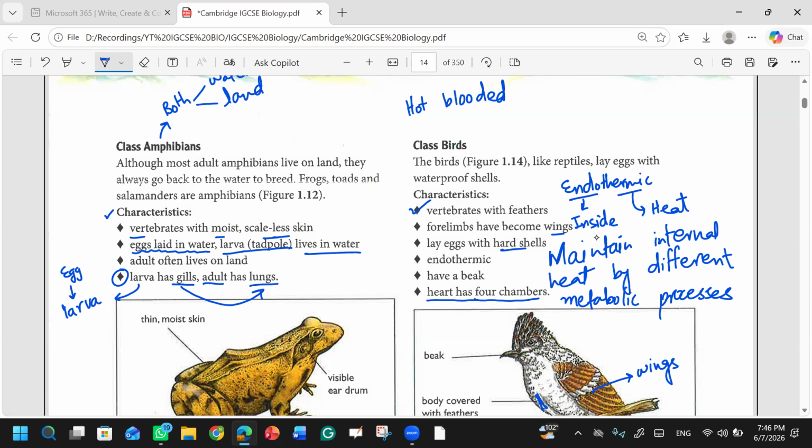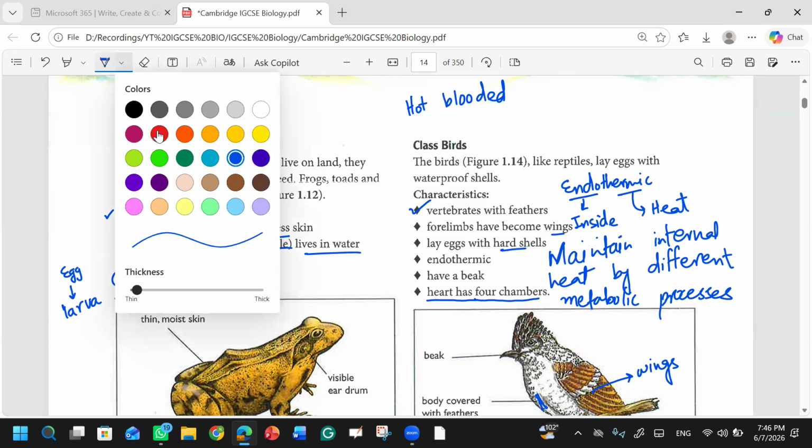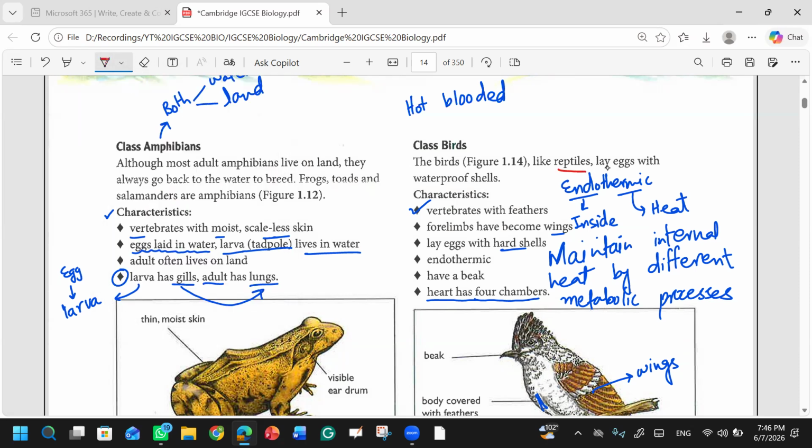Shall we move forward? Okay. So in the class birds, they lay eggs with waterproof shells. What is meant by waterproof shells? Waterproof means their shells will not break in the water. They have hard shells. They are endothermic. They have a beak. Their forelimbs become wings, and they have a four-chamber heart.